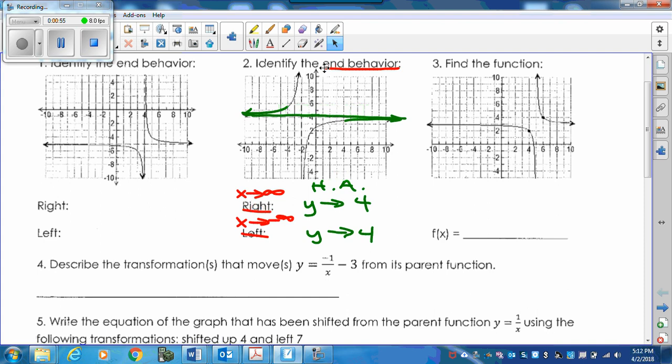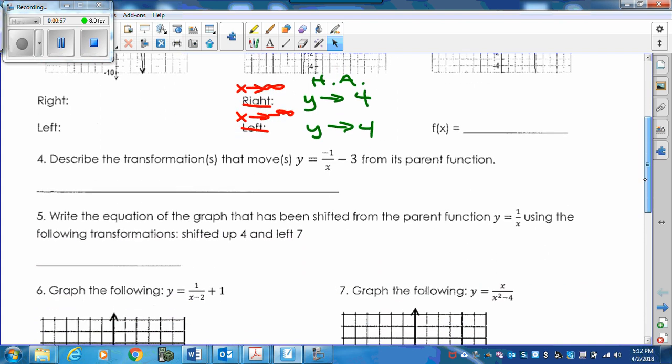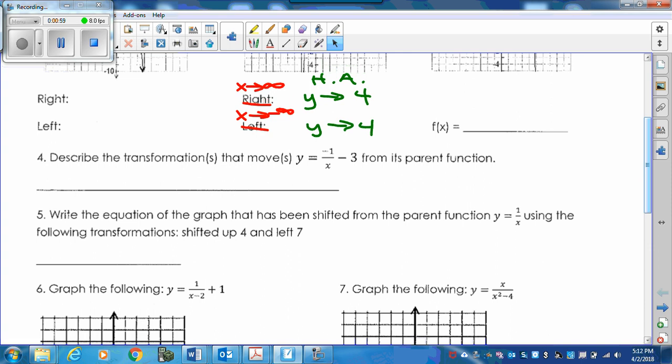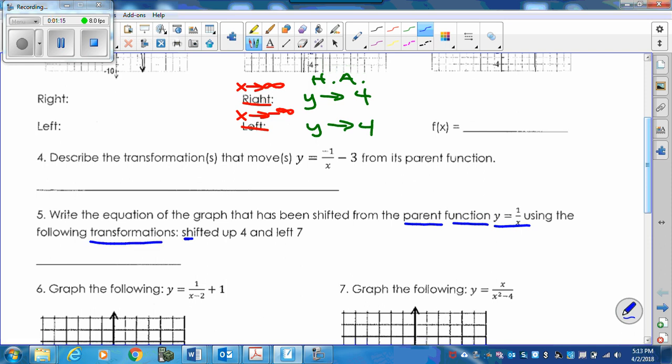Then number 5, we're looking at the equation of the graph, and that's been shifted. All right, you have a parent function, y equals 1 over x, so that's the parent function, just y and x, nothing else added to it. And then the transformations are shifted up 4 and to the left 7. So I'm going to look at my calculator and see what would make it go up 4 and to the left 7.